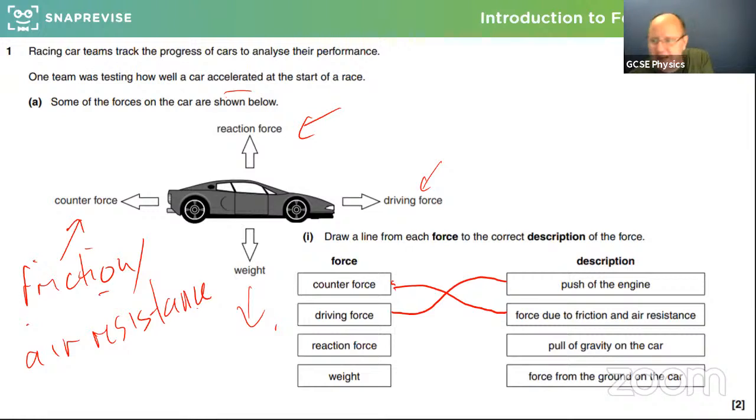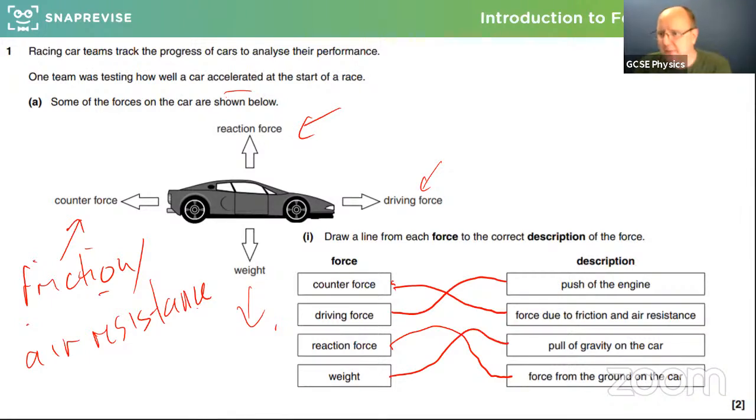So we've got push of the engine for the driving force. And then the boss has written 1B, 2A, 3D. Force from the ground. Yeah, Ultimate as well. Thank you, Hannah, too. Yeah, so the reaction force is the force from the ground on the car, which leaves us the weight being the pull of gravity on the car.